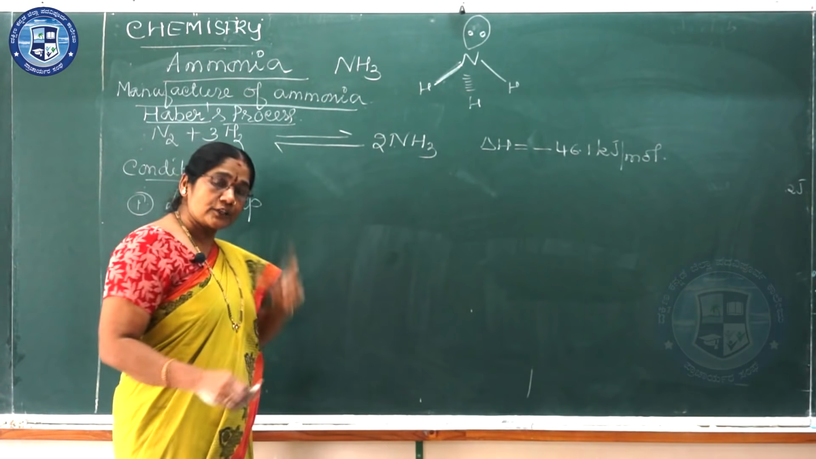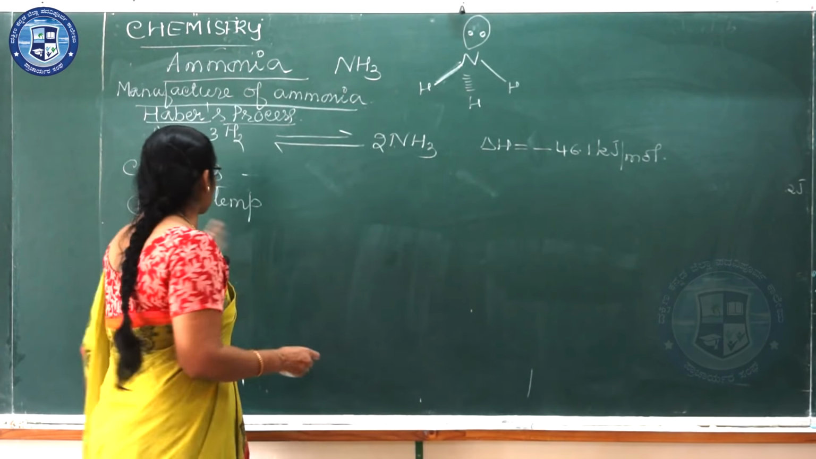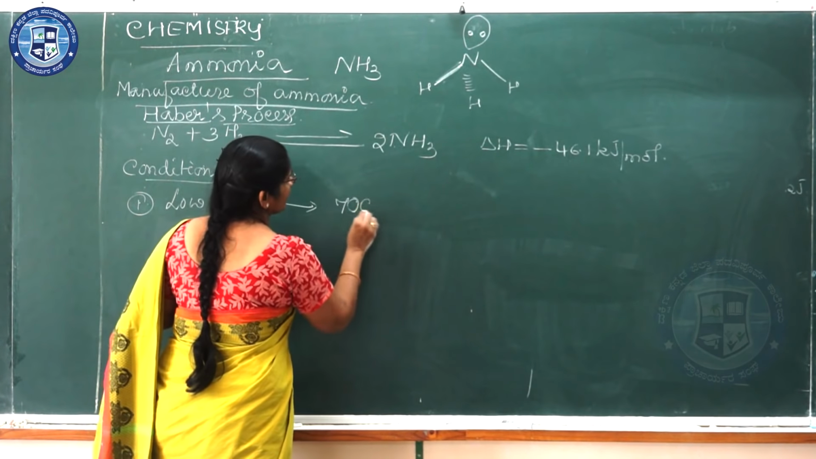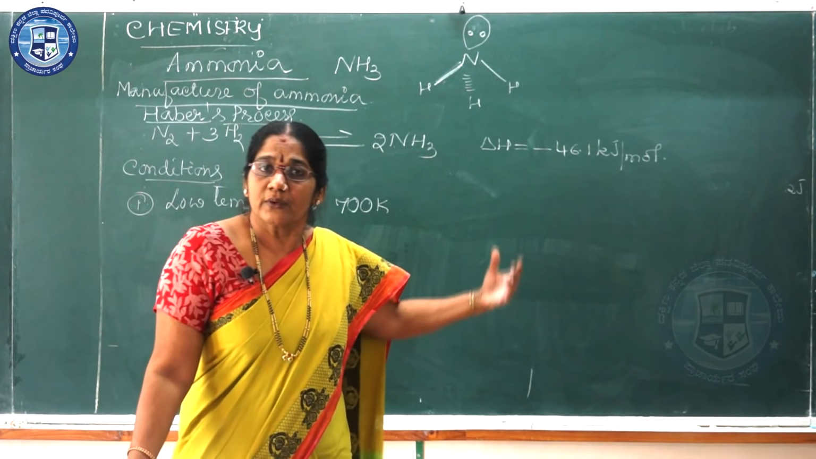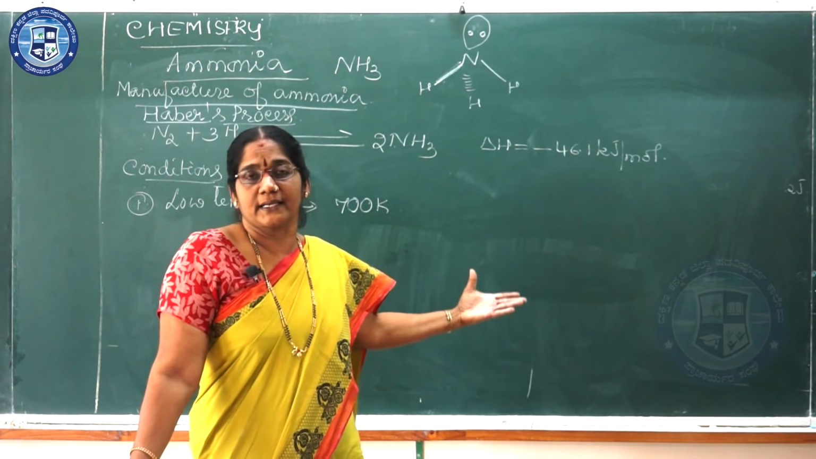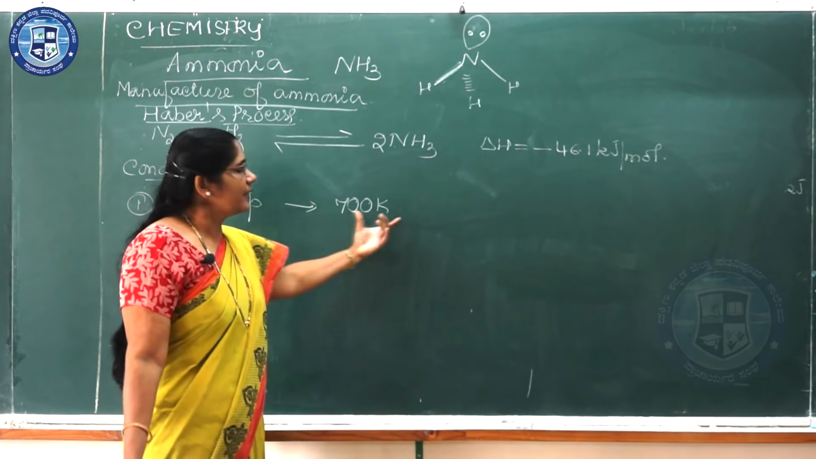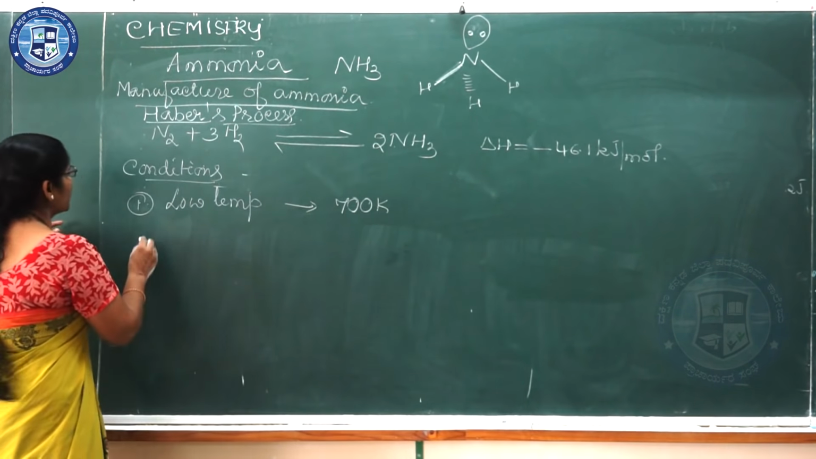So, but actually according to Le Chatelier's principle, low temperature favors the reaction. But in this case, we provide around 700 Kelvin to 773 Kelvin temperature, which is medium temperature. Otherwise, the rate of the reaction would be very, very low. Therefore, 700 Kelvin, an optimum temperature, is used in this process.